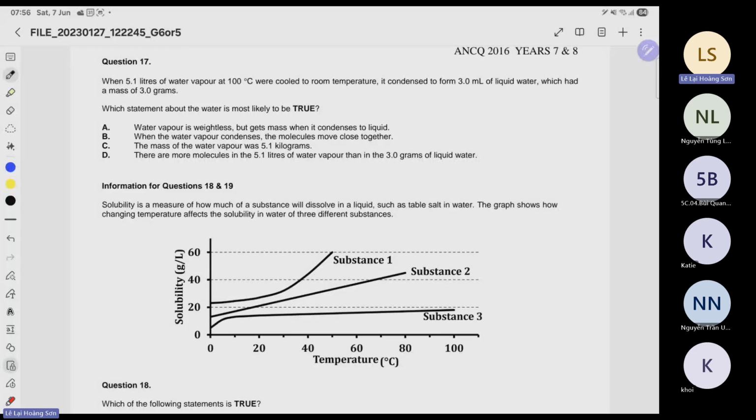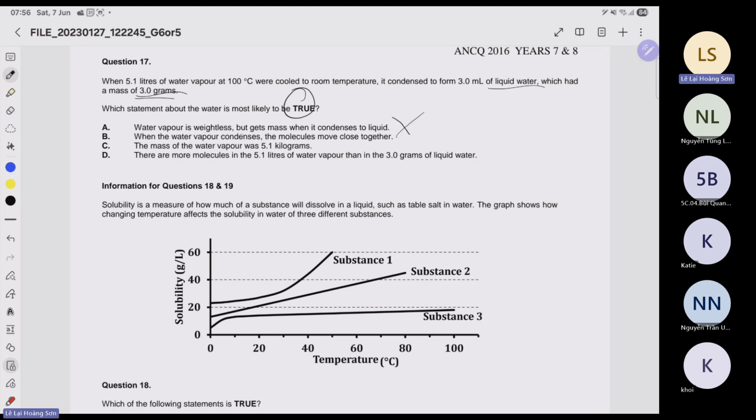5.1 liters of water pure into vapor at 100 degrees Celsius, cooled down to room temperature, condensed to give 3 milliliters of liquid water, and it has the mass of 3.0 grams. Which statement about water is most likely to be true? Water vapor is weightless. No, nothing is weightless, right? It has weight because it still has the mass of 3 grams. When you condense the vapor back into liquid water, it has 3 grams, so it's not weightless.